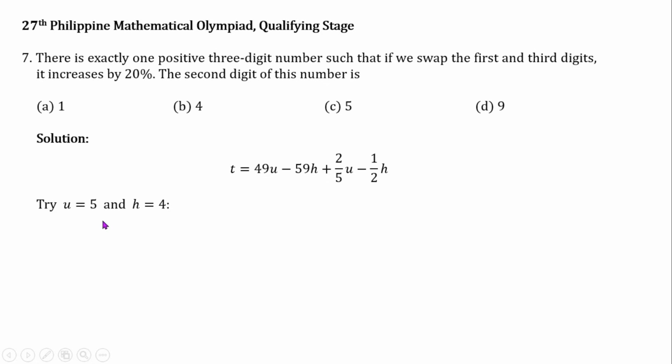You can easily verify that one. So by substituting u equals 5 and h equals 4, we should get the value 9. All other values of h that you can try will make t a 2-digit number or even a 3-digit number. So the answer here is answer choice D.